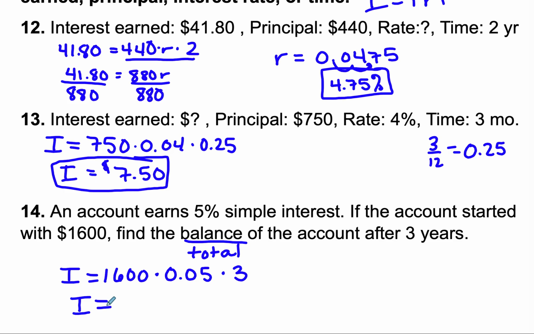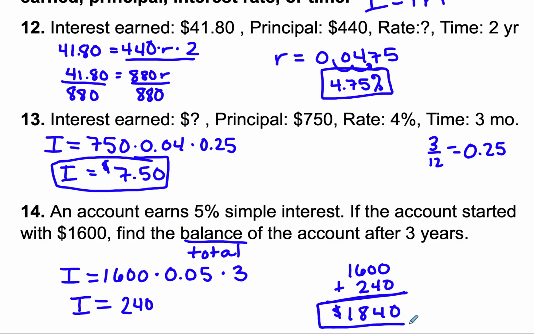So we are doing 1,600 times 5/100ths times 3, and we get $240 for our interest. But I want to know the total balance. That means I need to add it. We already had $1,600 in the bank. We add that extra $240 to it. That tells us that our balance is going to be $1,840.